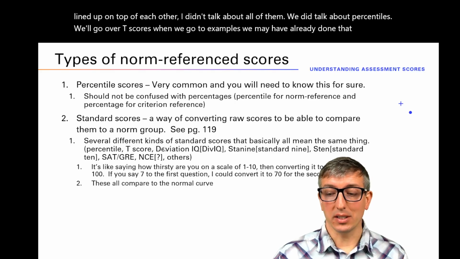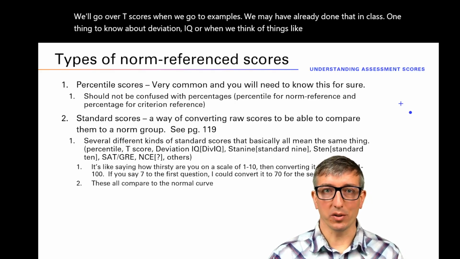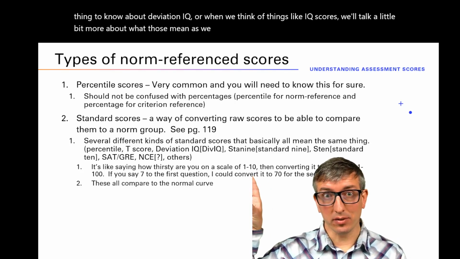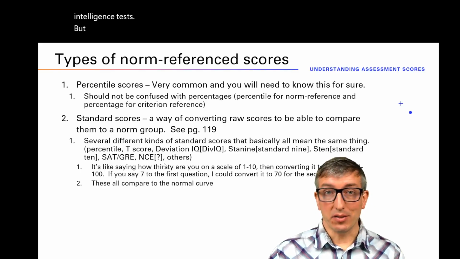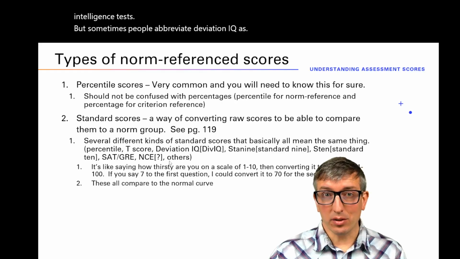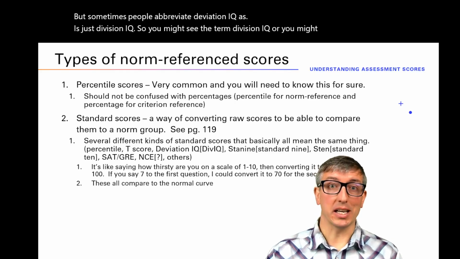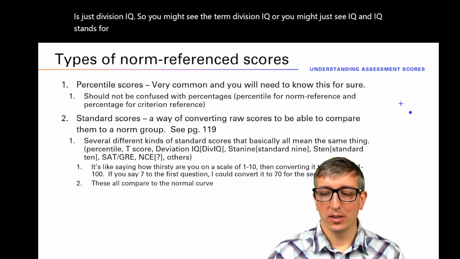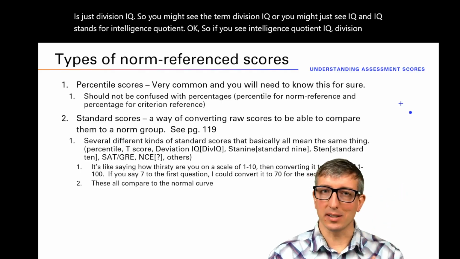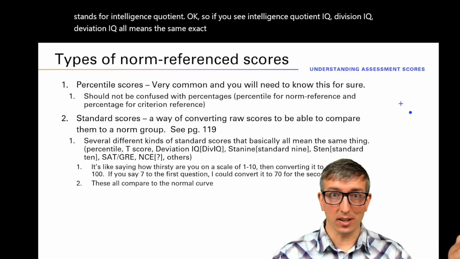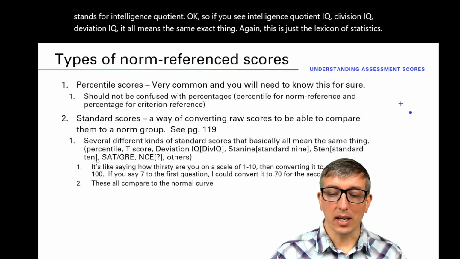One thing to know about deviation IQ, or when we think of things like IQ scores, we'll talk a little bit more about what those mean as we go through these units and in future units about intelligence tests. But sometimes people abbreviate deviation IQ as just div IQ. So you might see the term div IQ, or you might just see IQ. And IQ stands for intelligence quotient, okay? So if you see intelligence quotient, IQ, div IQ, deviation IQ, it all means the same exact thing. Again, this is just the lexicon of statistics. Stanines and STEN scores, I already kind of explained those.